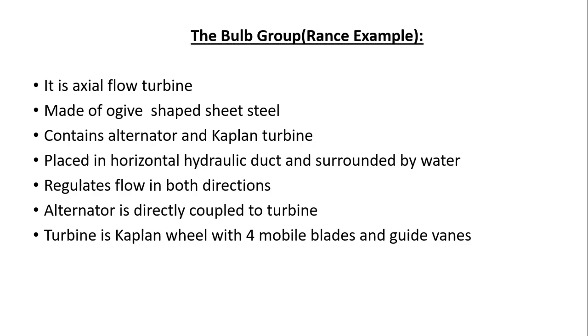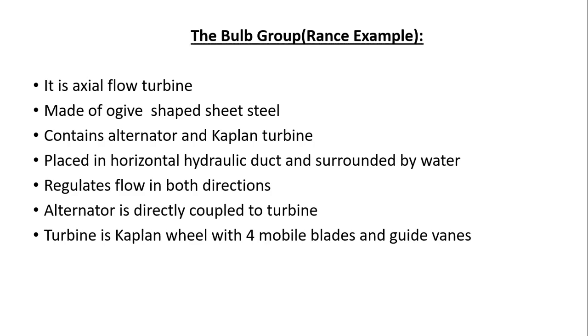A shaft emerges outside for communication with the engine room of the power plant. This set functions as a turbine and as a pump. It regulates the flow in both directions, that is, from sea to reservoir and reservoir to sea. Reservoir, basin, dam or barrier are synonyms we have to remember. The alternator in this bulb turbine is directly coupled to the Kaplan turbine and turns it.